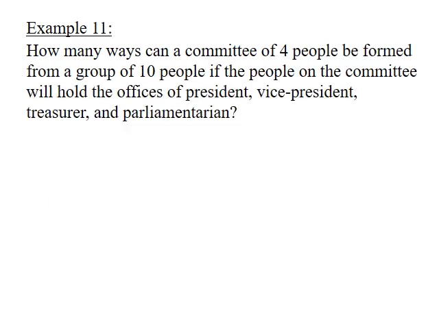All right, let's try this one. How many ways can a committee of 4 people be formed from a group of 10? But now they are going to be holding offices: president, vice president, treasurer, and parliamentarian. So now the order matters, because there are distinct offices.